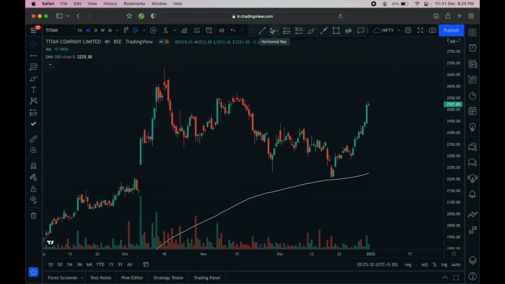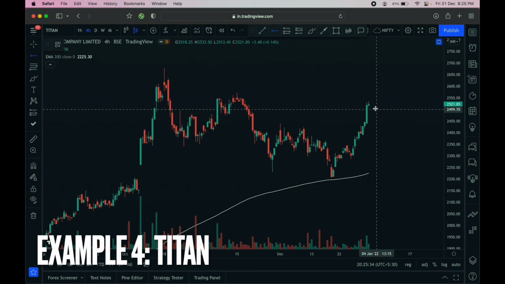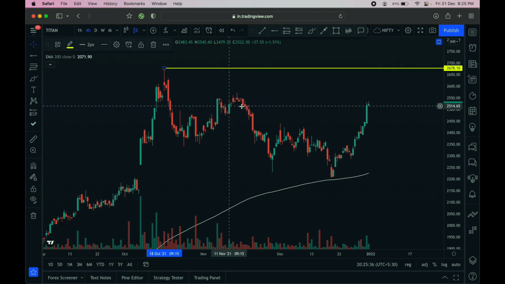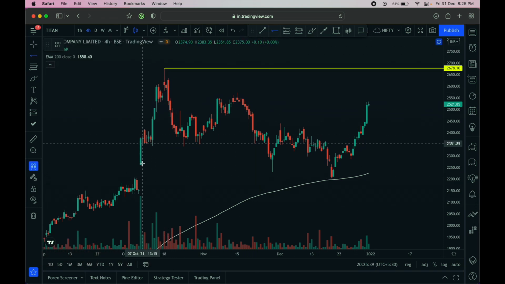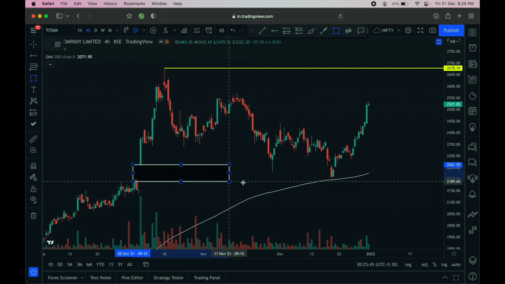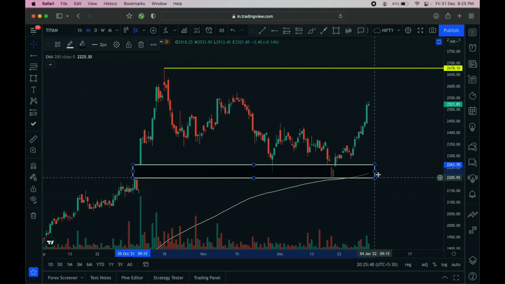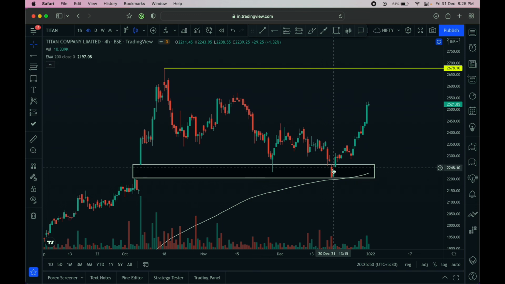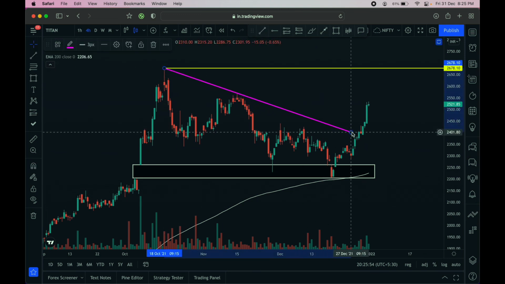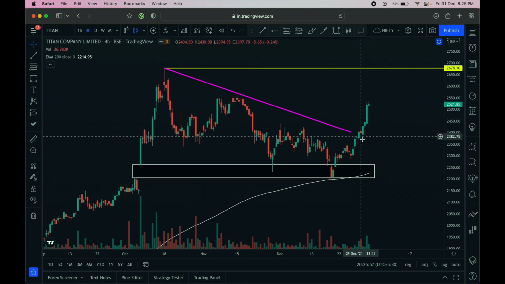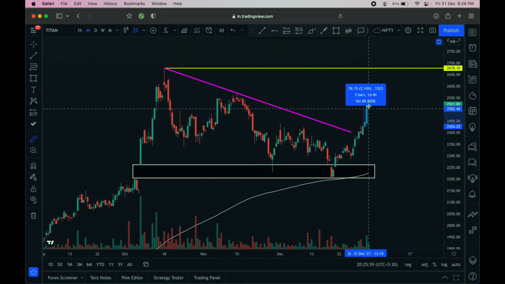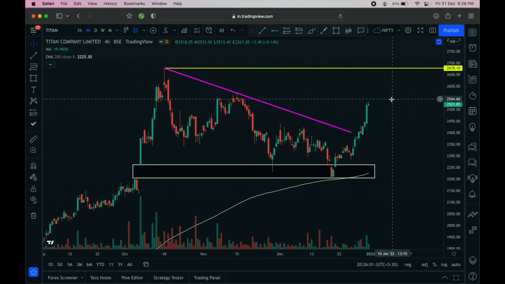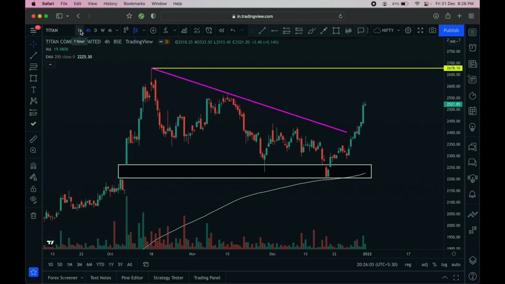Final chart would be of Titan. Again, let's mark the obvious swing highs and swing lows. This is a gap up zone. You can mark this as a zone as well, something like this. And as you can see, price perfectly bounced off from the support level. If we draw a trend line, you can see this is a perfect case of a trade. You could have entered here for 9 to 10%. Of course, entry would have been on a smaller time frame.